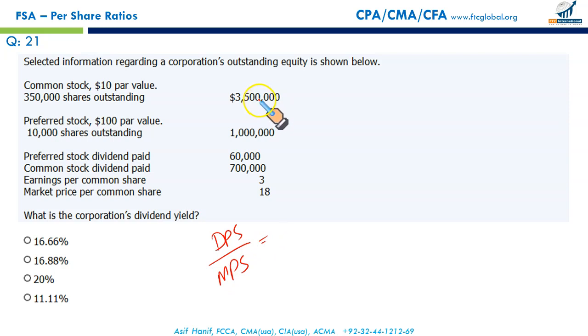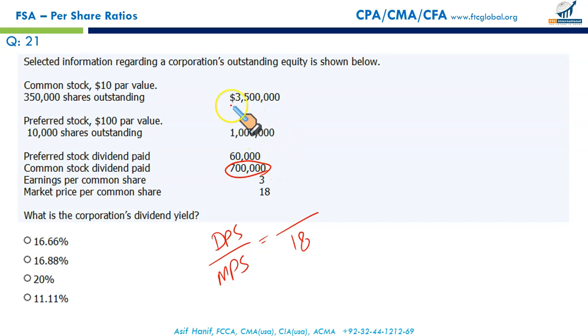We have been given the common stock's book value of 3.5 million, preferred stock dividend paid, common stock dividend paid, and the earnings per share and the market price per share. So market price per share is given as 18. We will have to calculate the dividend per share. That's the dividend yield. So this is the dividend paid.